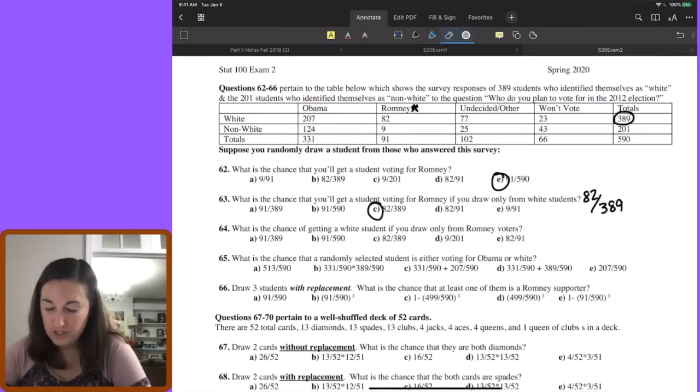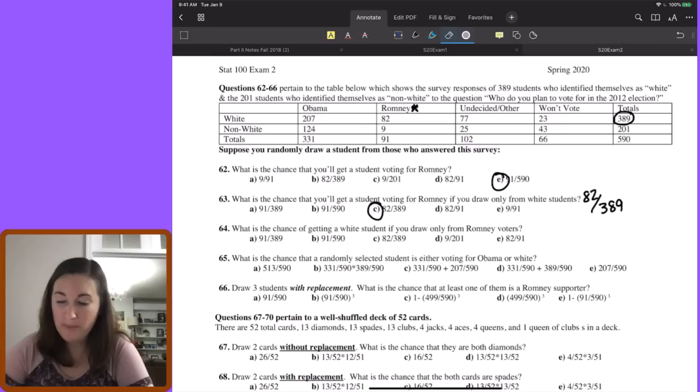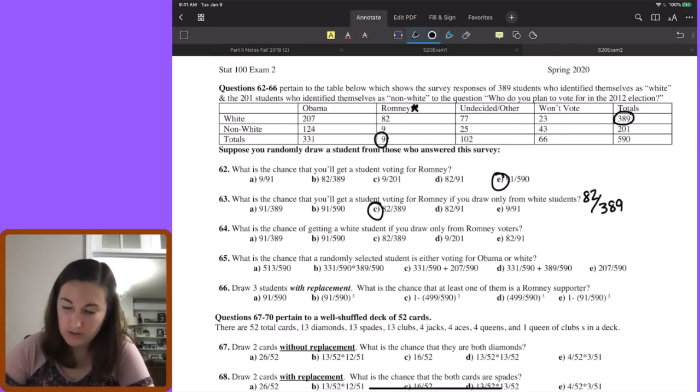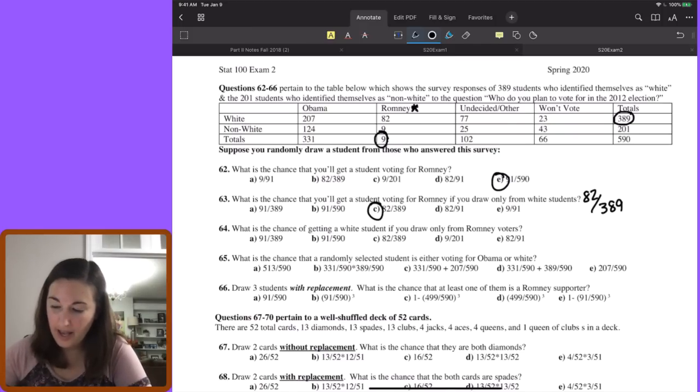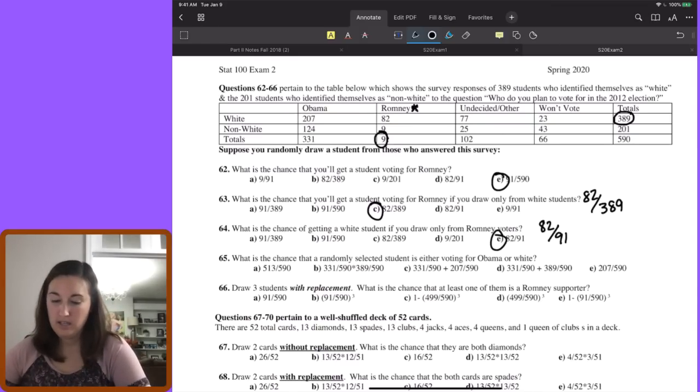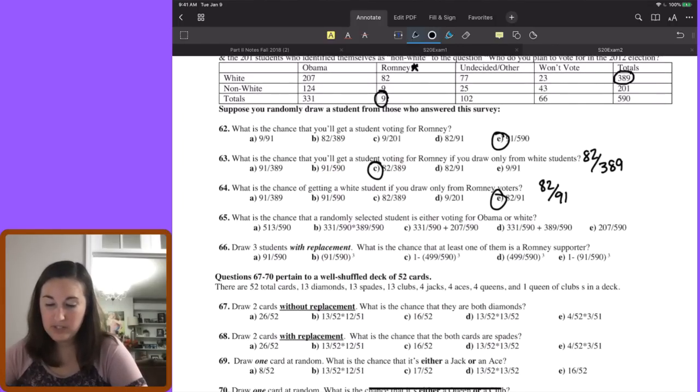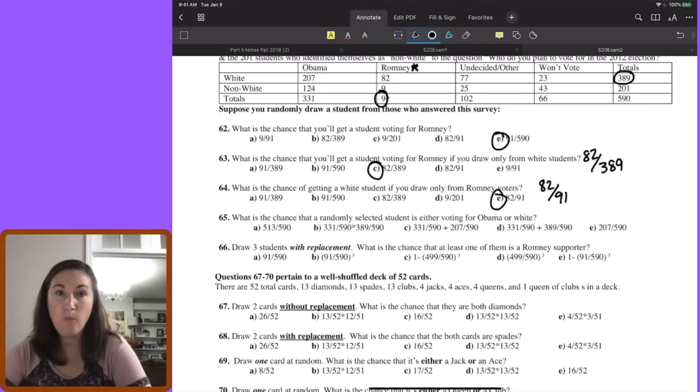64 says, what's the chance of getting a white student if you only draw from the Romney voters? Okay, so there are 91 Romney voters. Here we go, 91. And what's the chance I get a white student? Again, should be 82. 82 over 91. There we go, E. 65 says, what's the chance that a randomly selected student is either voting for Obama or white?